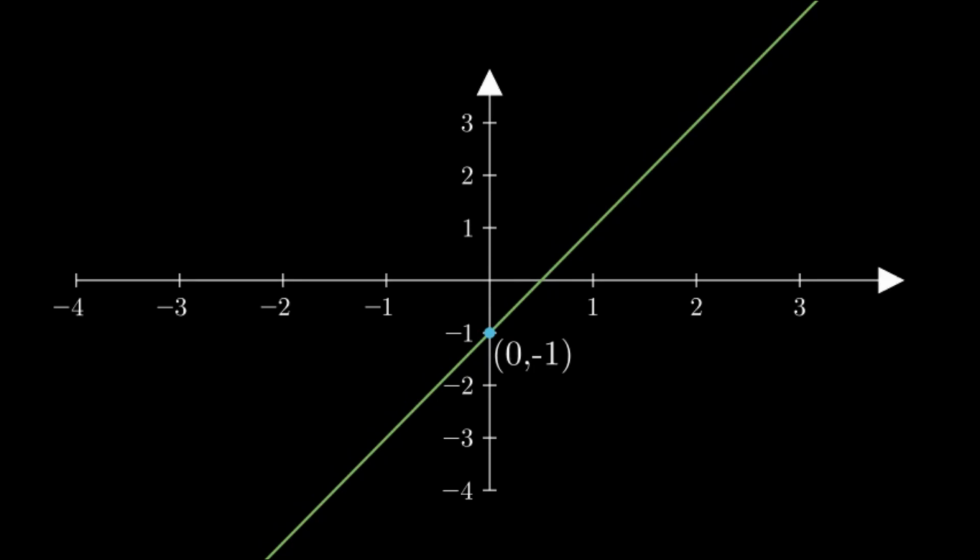Now let's talk about the slope. The slope is how much the output changes when you increase the input by 1. So we have to ask, as we go across 1 in terms of the input, how much does the output change? In this case it increases by 2. Therefore the slope is 2.